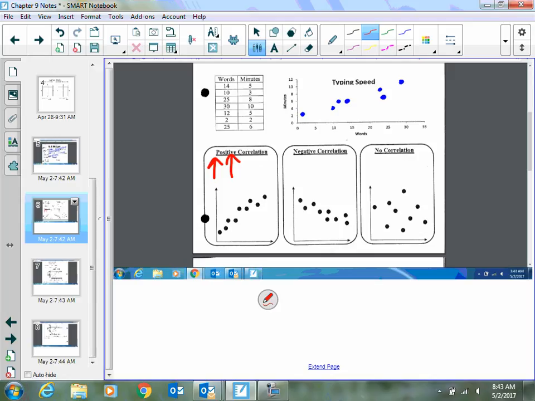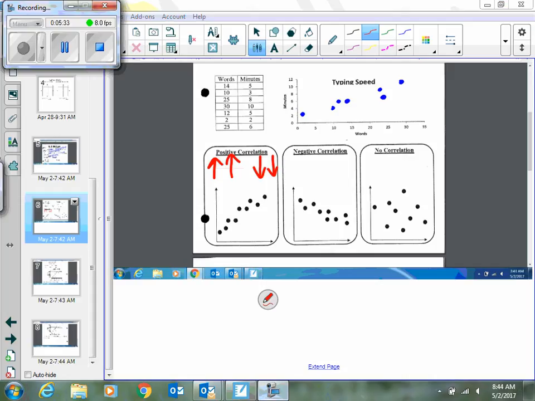When both sets of data are going up, we call that positive. It can also be positive if both things are going down. Like as the temperature goes down, ice cream sales go down. That's a positive correlation. They're both doing the same thing. Even though they're both going down, that's still positive. Does that make sense? Can someone come up with something else in the real world that's positive?